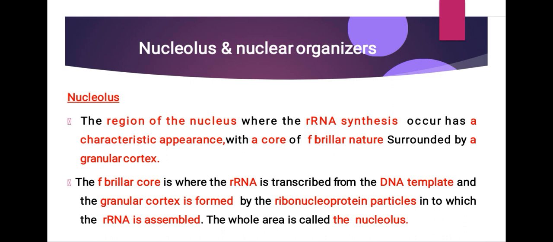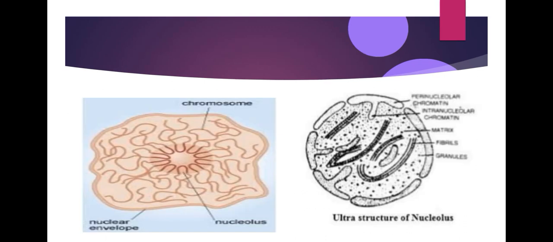Molecular and nuclear organizers. The nucleolus, the site of the nucleus where RNA synthesis occurs, has a characteristic appearance with a core of fibrillar nature surrounded by a granular cortex. The fibrillar core is where the rRNA is transcribed from the DNA template, and the granular cortex is formed by the ribonucleoprotein particles into which the rRNA is assembled. The whole area is called the nucleolus. Here you can see the structure of the nucleolus.